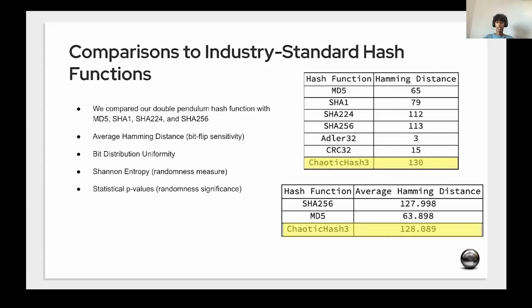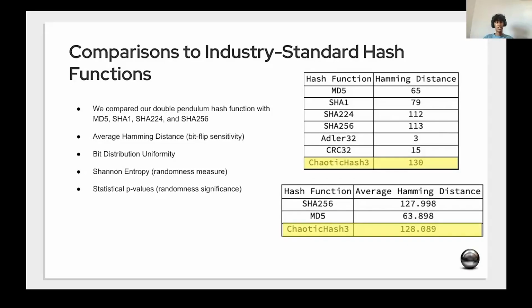So now that we have our hash function, which we named chaotic hash, we compared our function with industry standard hash functions like MD5, SHA-1, SHA-224, and of course SHA-256. We tested on a multitude of metrics, including average Hamming distance, bit distribution uniformity, Shannon entropy, and statistical p-values. So first, let's talk about Hamming distance.